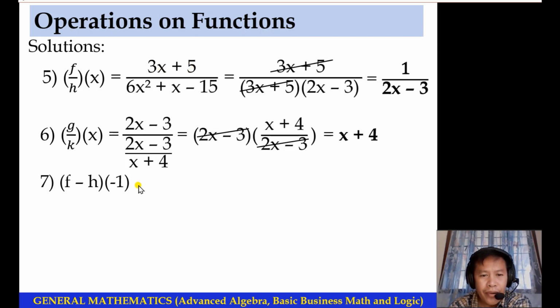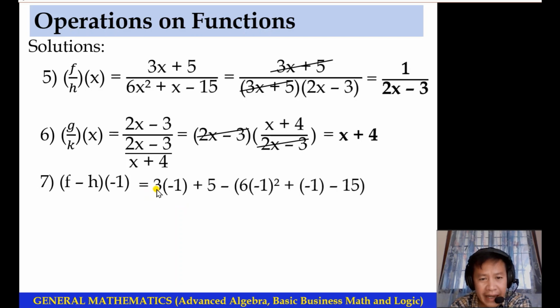Do not write anymore an expression with variable x here, because the variable x is having already a value which is negative 1. Therefore, if you're going to write your answer here with variable x, I will mark it wrong, because you are going to apply automatically the concept of evaluation of function, in which x will be replaced with the number negative 1, a constant which is negative 1. Therefore, this is equal to 3 times negative 1 plus 5. And our x of x is a quadratic function, which is 6x squared plus x minus 15.